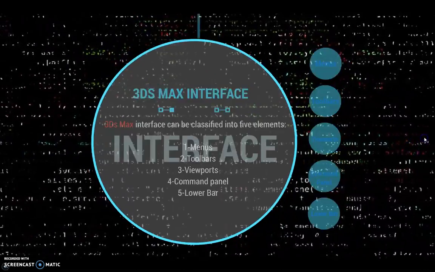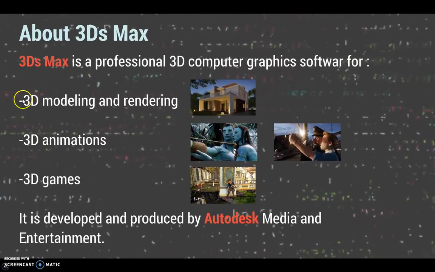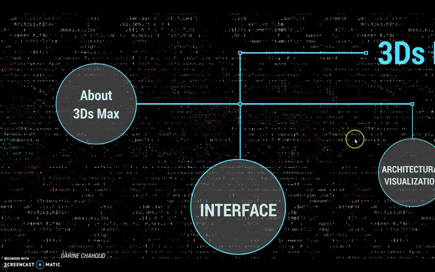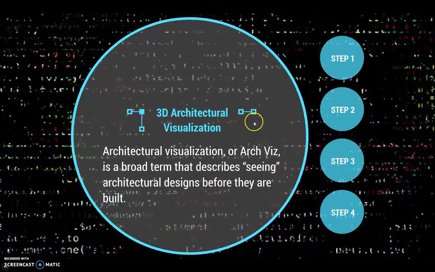And now I'm going to give you an idea about one of the uses of 3ds Max, 3D modeling and rendering, which is my work field. Let's go to 3D architectural visualization. Architectural visualization, or ArchViz, is a broad term that describes seeing architectural designs before they are built.